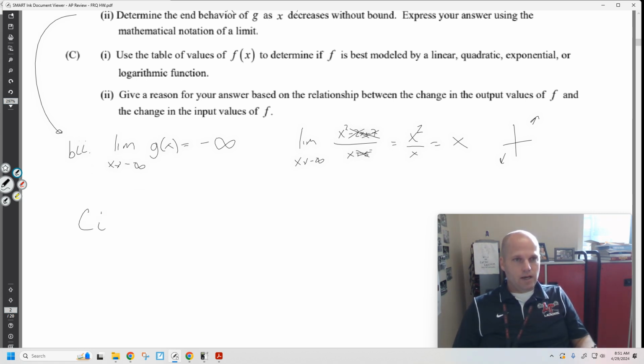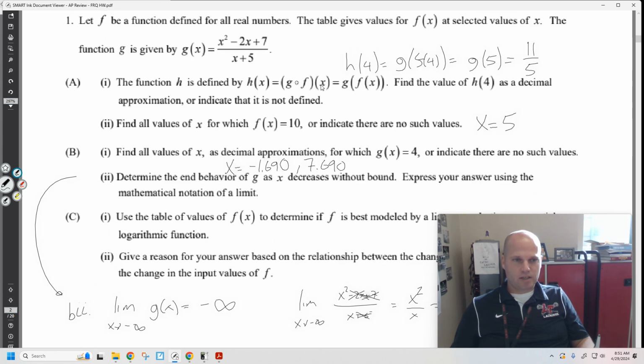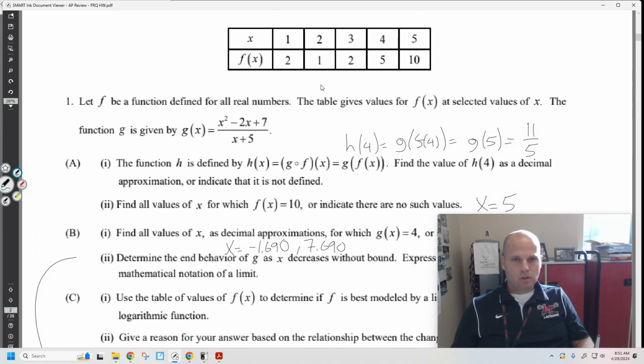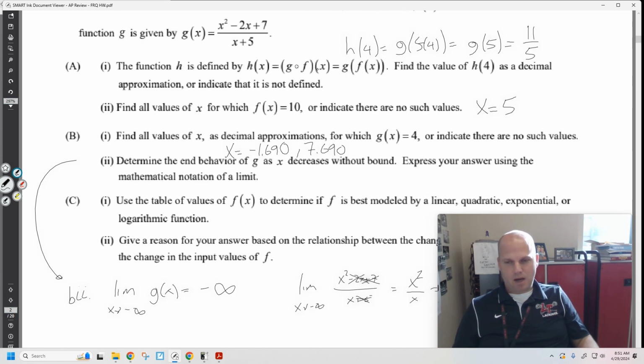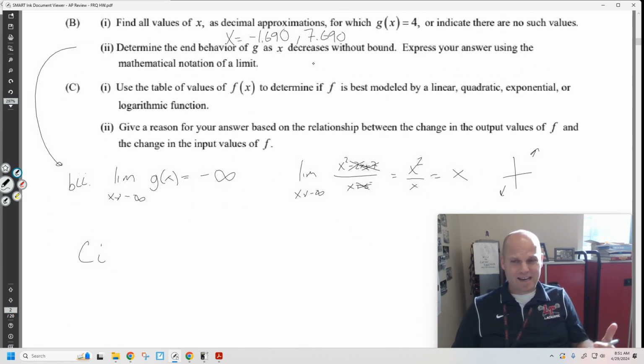Okay, use the table of values to determine if the function f is best modeled by a linear, quadratic, or exponential function. They always like to talk about the average rates of change. And there it is. The second differences are constant. This would be best modeled by a quadratic. You don't want to stat edit this.